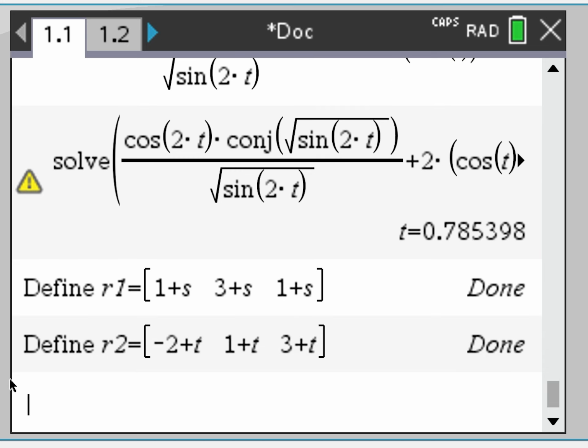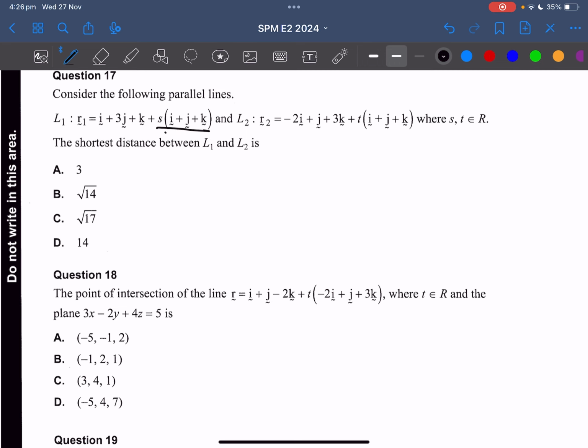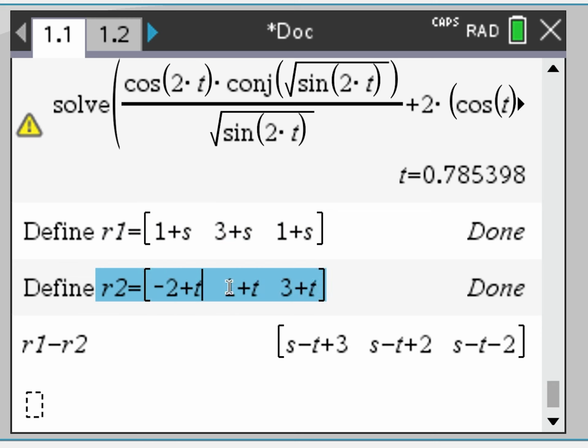Enter. So let's do R1 minus R2 to get the distance vector. This is the vector that we'll get if we subtract R2 from R1. That will give us the difference between the position of R1 and position of R2. This is why we did that. And now I'll do a dot product of this vector and the direction vectors of line 1 and line 2. The direction vectors are these over here, just that and that. We have R1 and R2 defined again here.